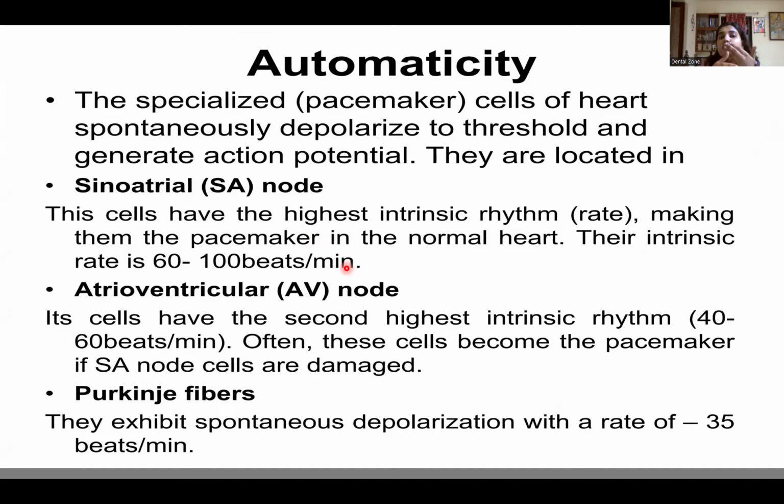What is it? It is a specialized cell which has the function of automaticity. And where are they located? They are located in the myocardium. Where is the myocardium? The myocardium is the middle layer of the heart.